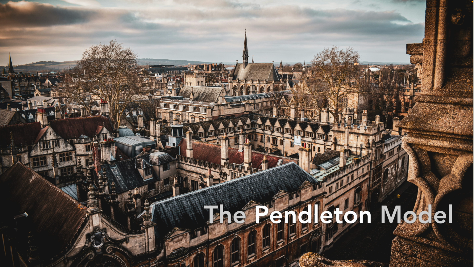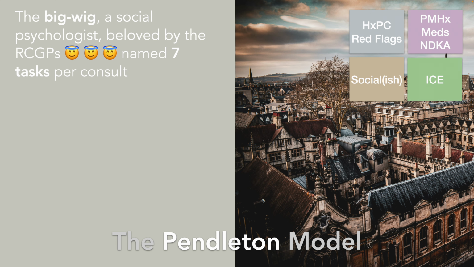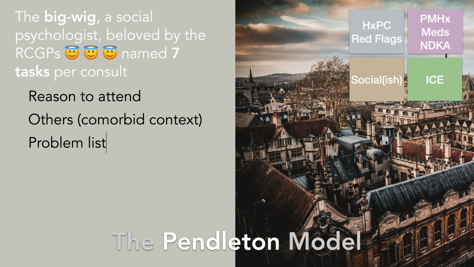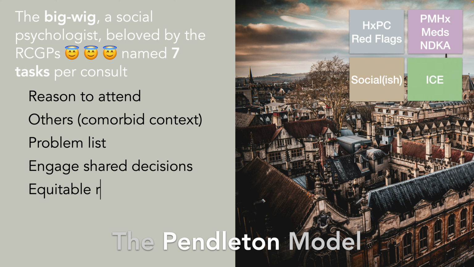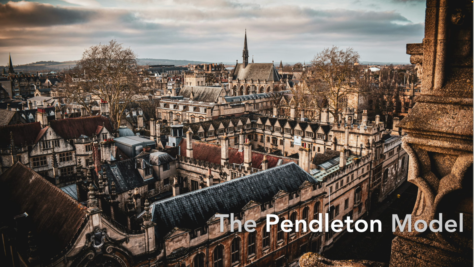Next one, number 7, the Pendleton model. The Pendleton model, from the bigwig social psychologist beloved by the Royal College, named 7 tasks per consult. The first one is reason to attend, then others to the comorbid context, there's a problem list, engage in shared decisions, equitable resources, and sustain short and long-term relationships. I bring this up because Pendleton is beloved by the Royal College. A lot of your portfolio competencies are based on this, like COTs and things. So just have a read of the Pendleton model. It will give you a few marks. Use this for COTs. He is beloved.